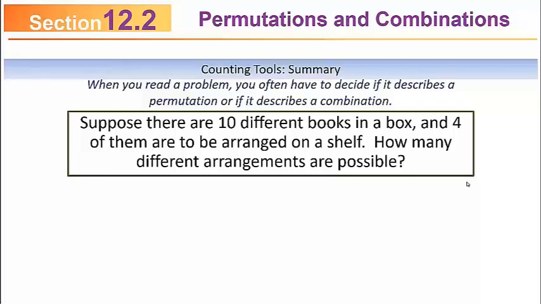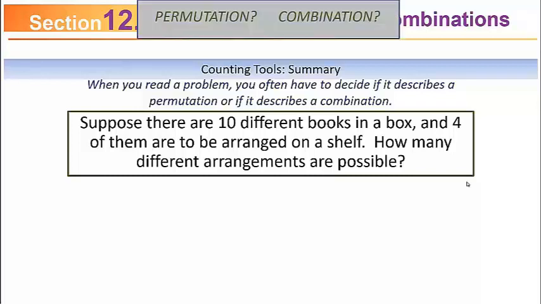How many different arrangements are possible? You're taking 10 books and you're going to take 4 of them and arrange them on a shelf. Well, if you're arranging them on a shelf, by definition, order matters. So that makes it a permutation because order matters. If you get that wrong, of course your answer will be wrong.